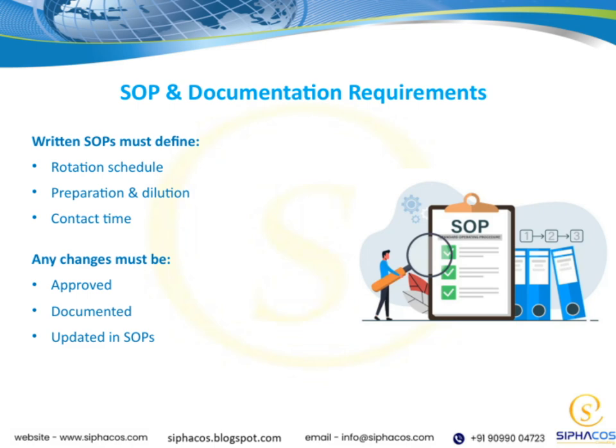Now, when any of these elements change, it's important that those changes are approved before implementation. We also need to document every update thoroughly, so there's a clear record of modifications. Lastly, these updates must be reflected in the SOPs themselves. This way, everyone is working from the most current guidelines, which supports overall safety and compliance. Remember, maintaining clear, accurate SOPs is vital to ensuring consistent, effective procedures across the board.